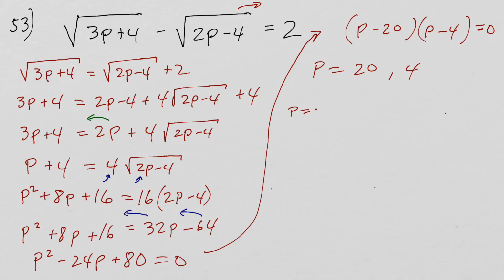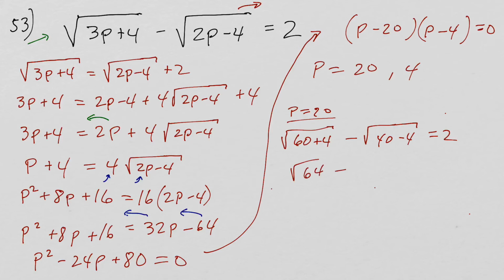Now let's check that p is equal to 20. I'll just put it into the original. The square root of 3p, which is 60, plus 4, minus, I'm just plugging it in right here, the square root of 2p, which is 40, minus 4, is this really equal to 2? Well, the square root of 64 minus the square root of 36, is that equal to 2? 8 minus 6 equals 2. That checks out. So 20 is valid.